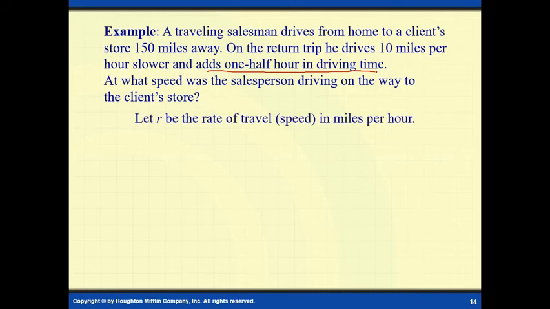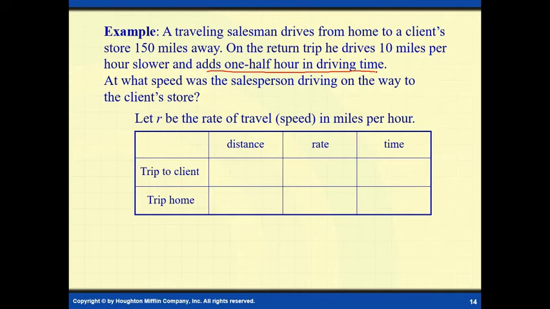So we're going to have R be the rate of travel. Notice we set this up as trip to client and trip home. The distance is the same, right? 150. The rate to get there is R, so the time is 150 over R. Trip home, the distance is the same, but the rate now is R minus 10, okay? Now notice our times are not the same, but we were given it adds 1/2 hour in driving.